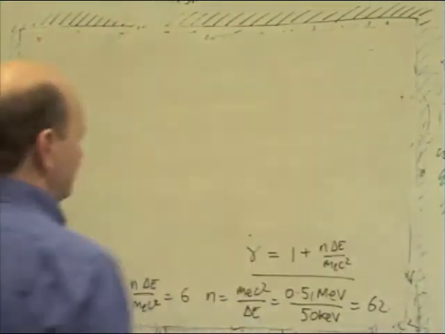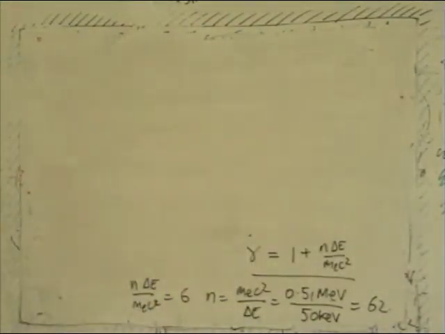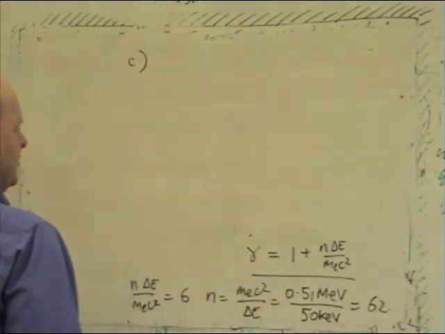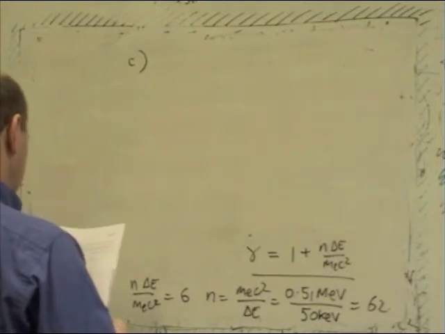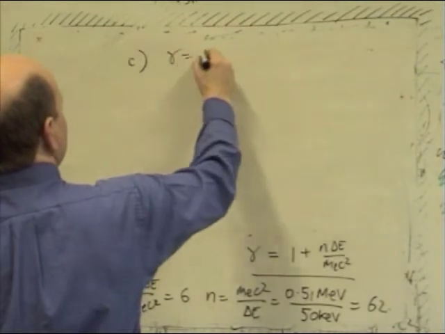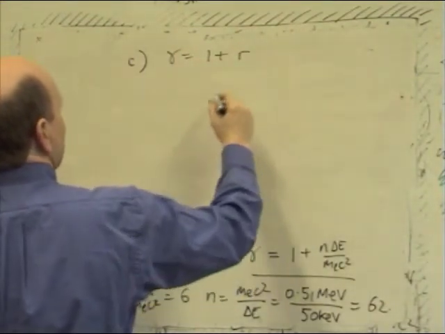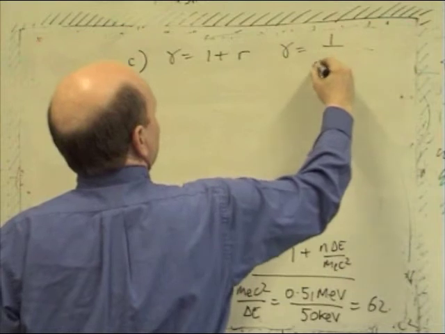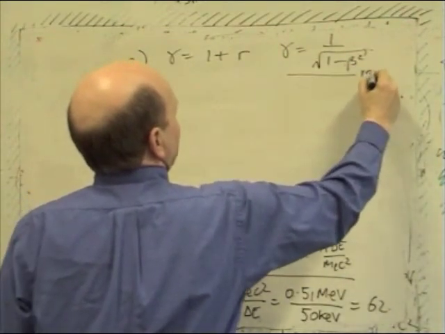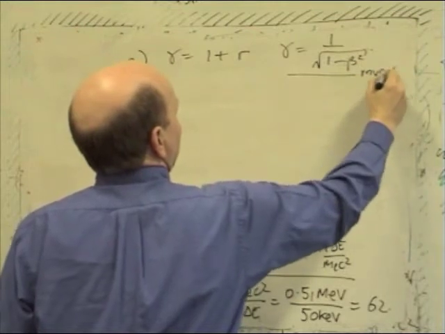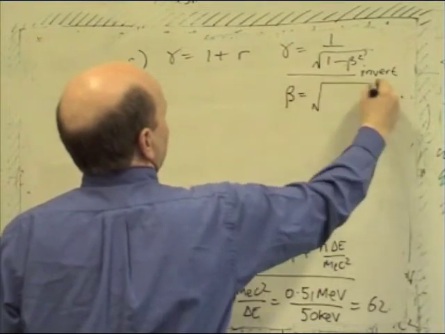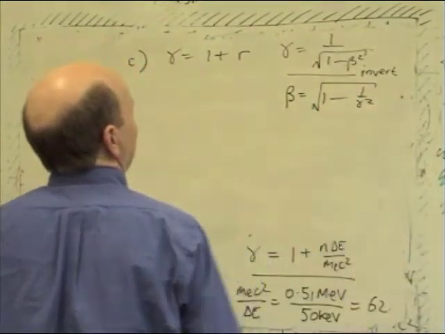Now we already have an expression for gamma as a function of n, and if you look at that expression down here, gamma is 1 plus n delta E over mc squared, and then look at the question, I tell you that you can replace n delta E over mc squared with r, so that gamma equals 1 plus r. Now we know, again, that gamma is 1 over the square root of 1 minus beta squared. If you invert this formula and express beta in terms of gamma, you get, and I'm sure you've done this several times in the homeworks, beta equals the square root of 1 minus 1 upon gamma squared.